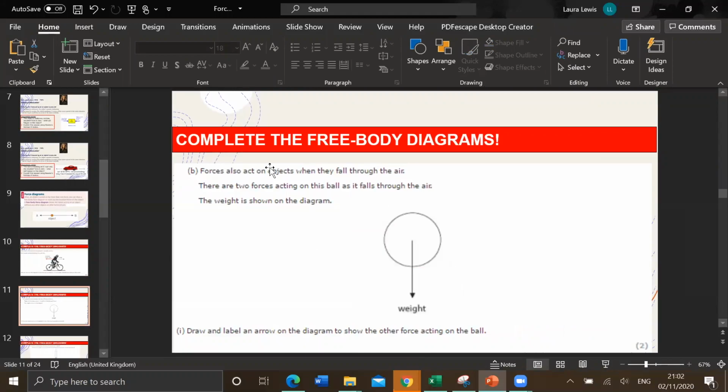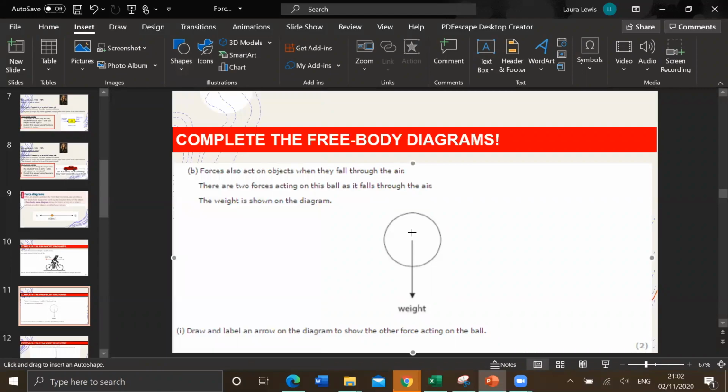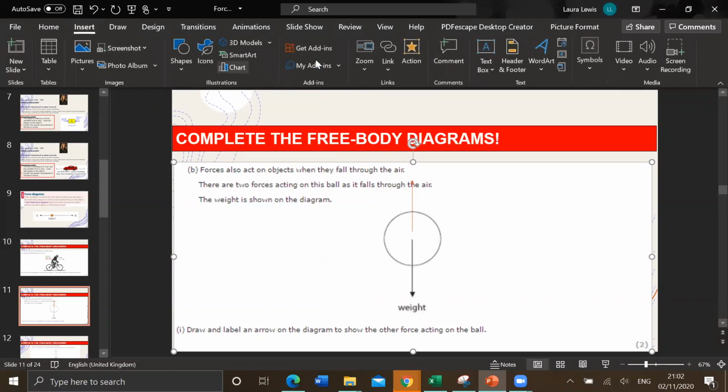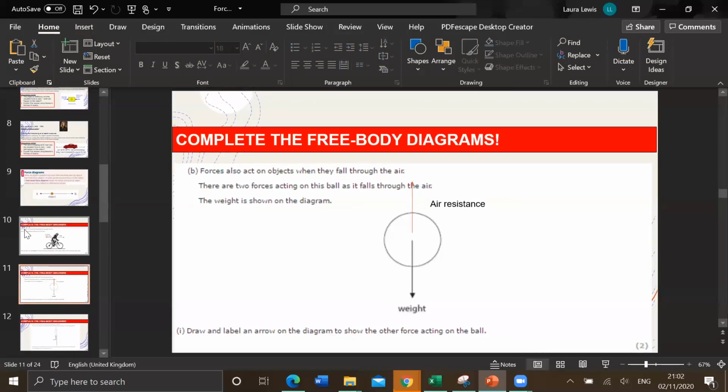Another example. Forces also act on objects when they fall through the air. There are two forces acting on this ball as it falls through the air. The weight is shown on the diagram. Draw and label an arrow on the diagram to show the other force acting on the ball. So again, just draw something. Going through the air, it would be air resistance, wouldn't it? Air resistance. Simple enough so far, isn't it?